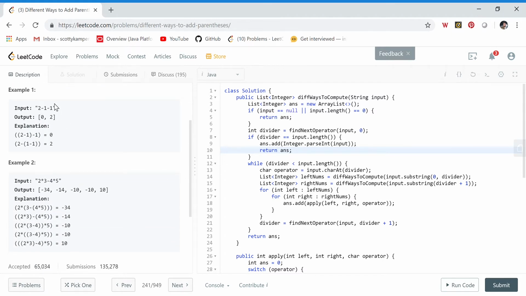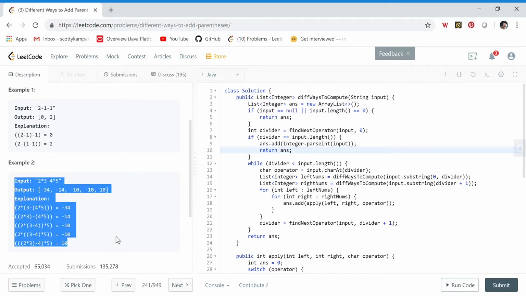So examples were given: 2 minus 1 minus 1 gives 0 and 2. Basically they group the 2 and minus 1 together, minus 1 leaves 0, and then 2 is by itself. Or 1 minus 1 are grouped together, which leaves 2 minus 0, which is 2. And similarly down here with this example.